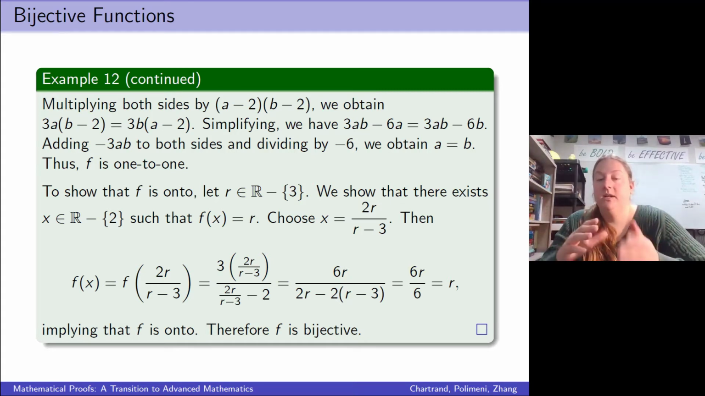So substituting 2r divided by the quantity r minus 3 in for x in our function, we get everything simplifying down to r. So we have that f of x actually equals r. And because of that, f is onto. So since f is 1 to 1 and onto, f is bijective.